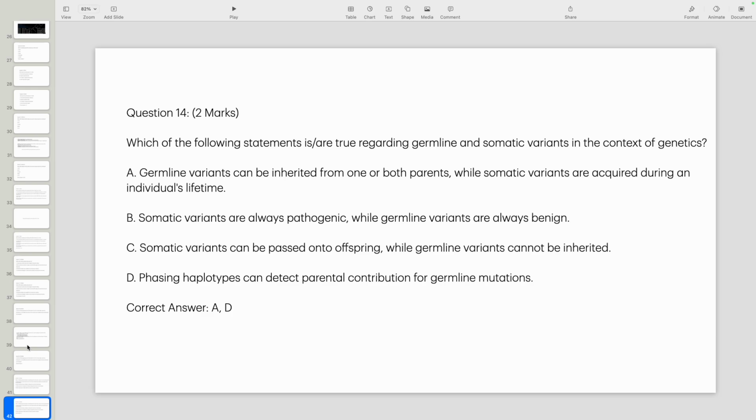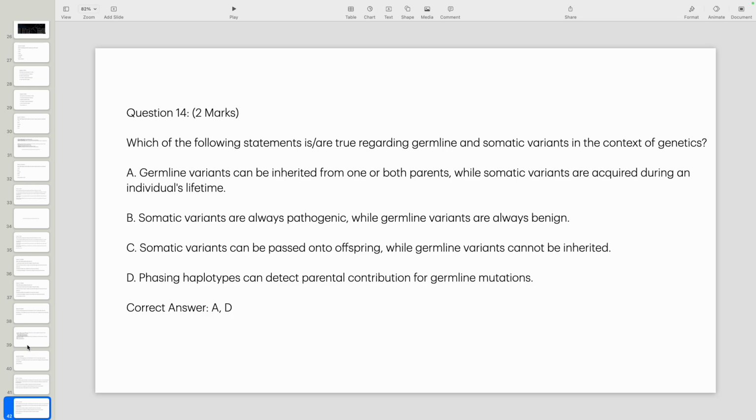So option A is correct. B says somatic variants are always pathogenic while germline variants are always benign, which is not the case. We have seen there are synonymous mutations which can occur in both somatic as well as germline variants. In both cases they are not pathogenic, so this option is wrong. C says somatic variants can be passed on to offspring while germline variants cannot be inherited, which is not true, because germline variants are present in the germ cells and are inherited from parents to the offspring, not somatic variants.